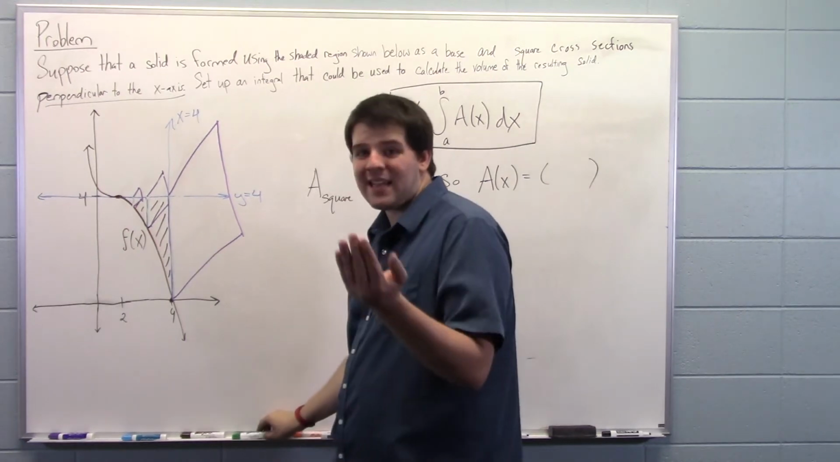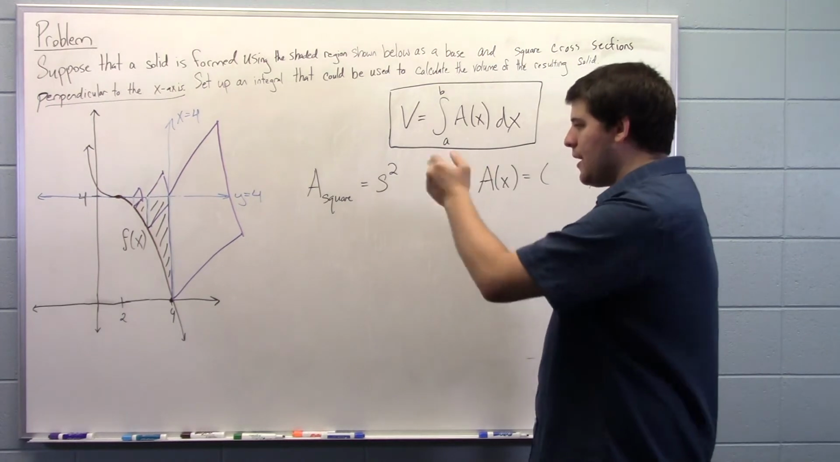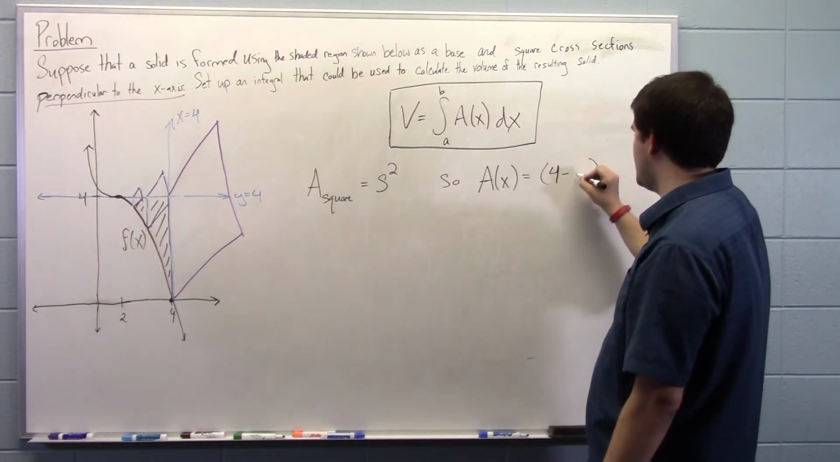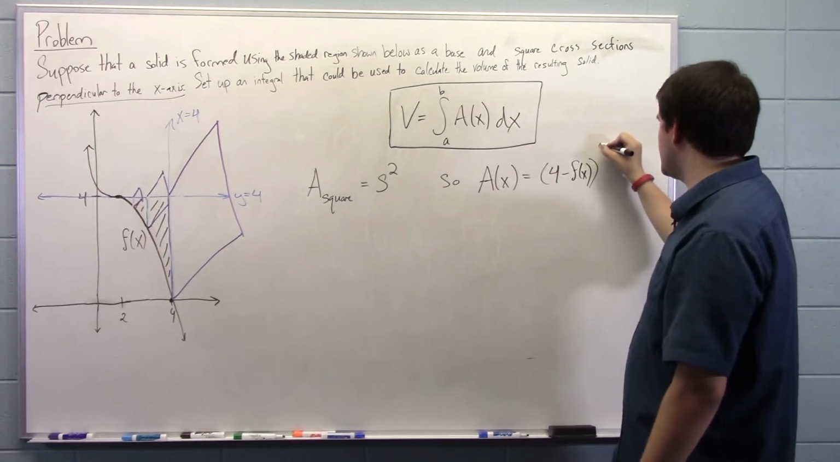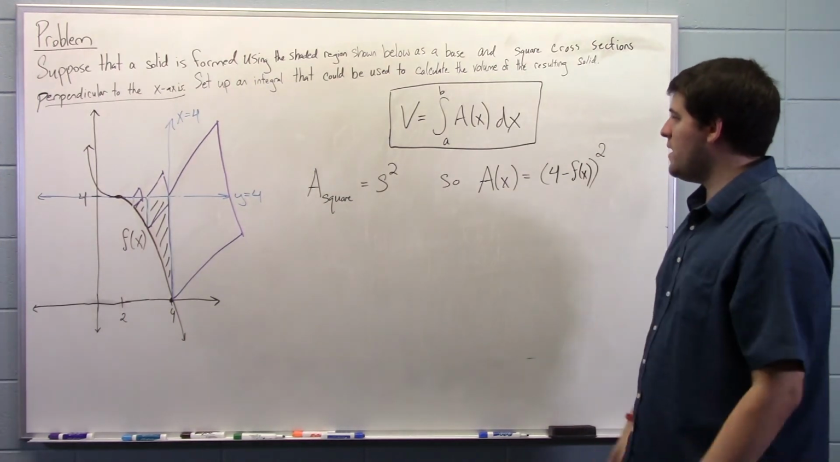So in order to get a side length of one of these, I need the distance between those two functions. And well, the distance between these two functions is given by 4 minus f of x. So this is my side length, and I have to square it. Okay? So now we're off to the races.